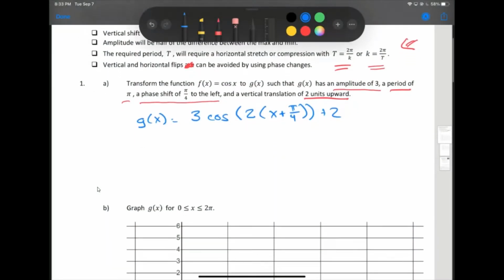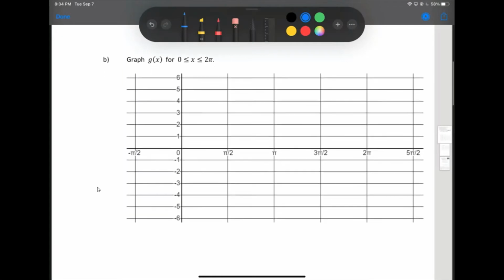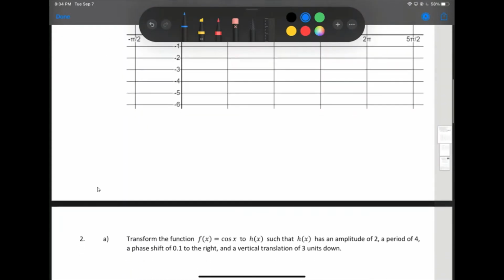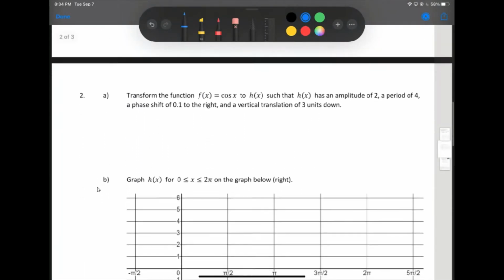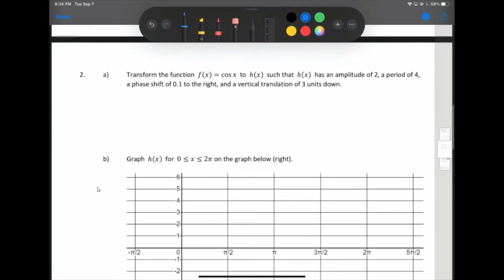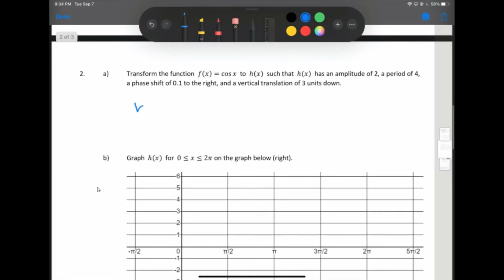Okay, that was a lot faster than doing this by hand. Let's try another one. We'll do this one a little bit faster and we'll do the erasing stuff. So we have f at x equals cos x, and we want h at x equals something cos something plus or minus something. There's a lot of somethings there.